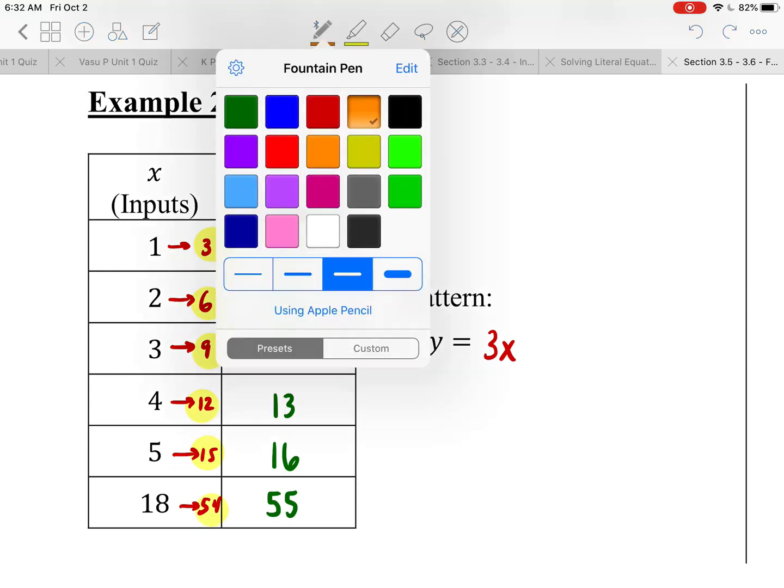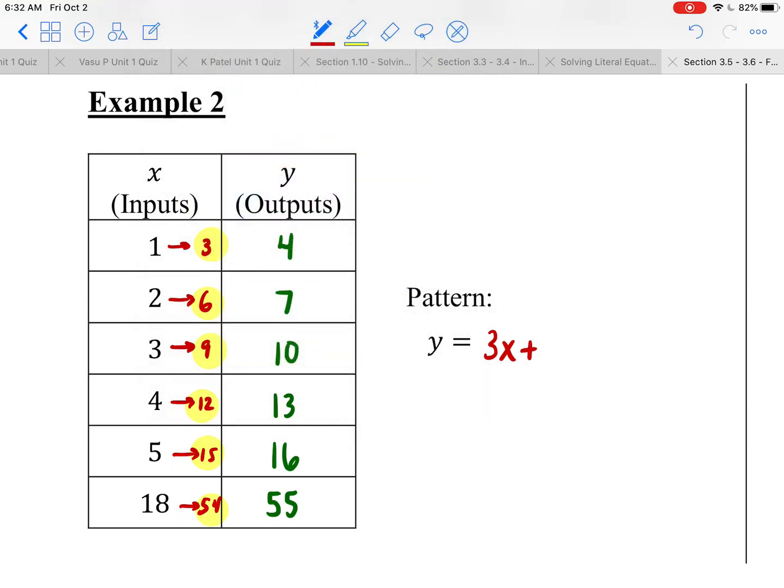Okay, so what we're going to do then is say the pattern here must be multiply by 3 and then add 1. And let's check and make sure that works. It's got to work for all of them. It can't just work for a couple of them.